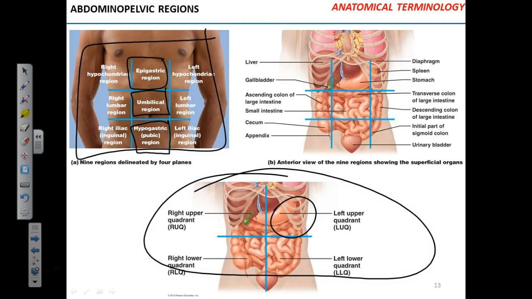Now, the side regions. Right and left hypochondriac. Hypo means below. Below what? Chondriac. Ribs, yes. It means below the ribs. Left hypochondriac and right hypochondriac. Got it?